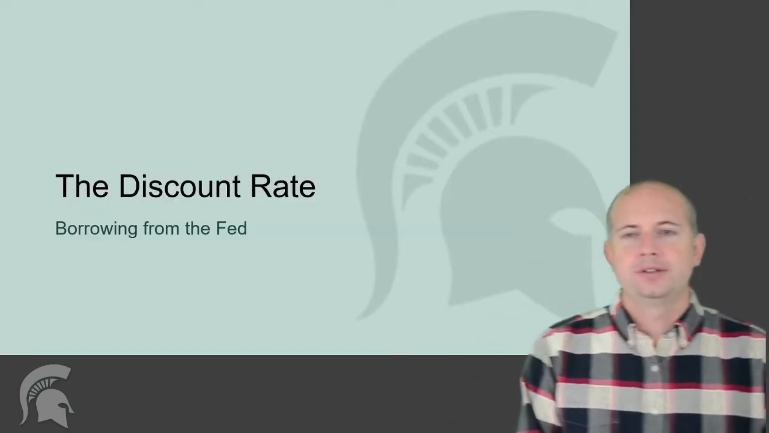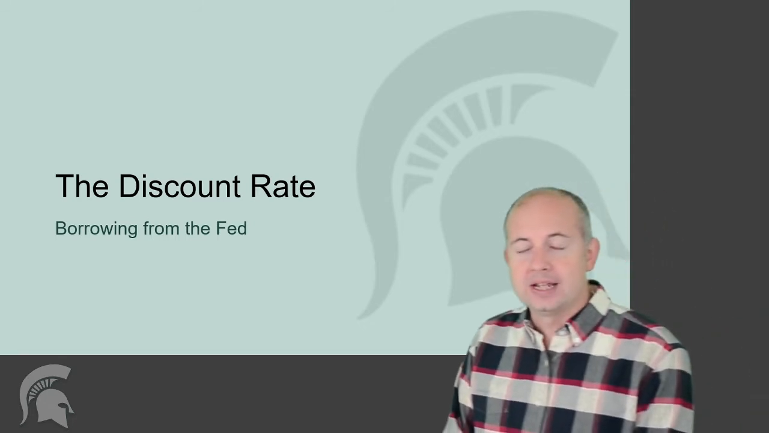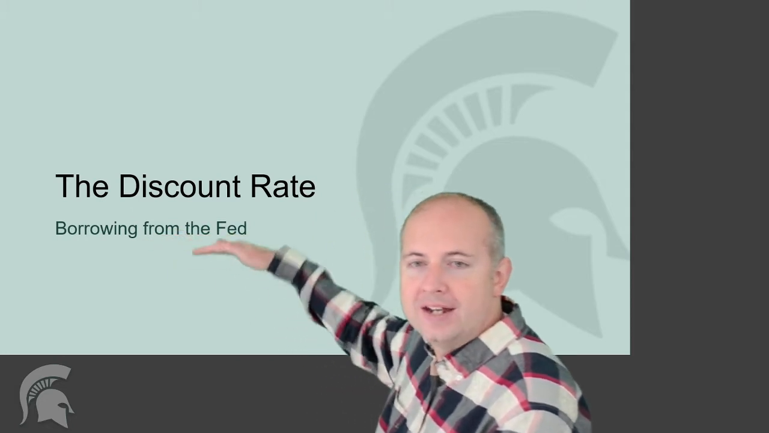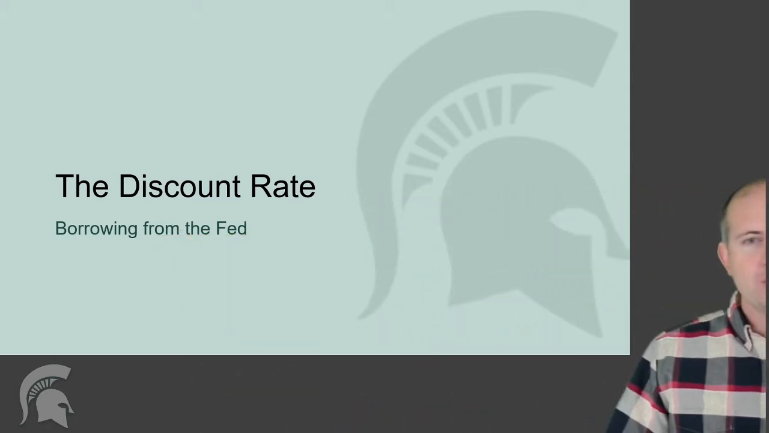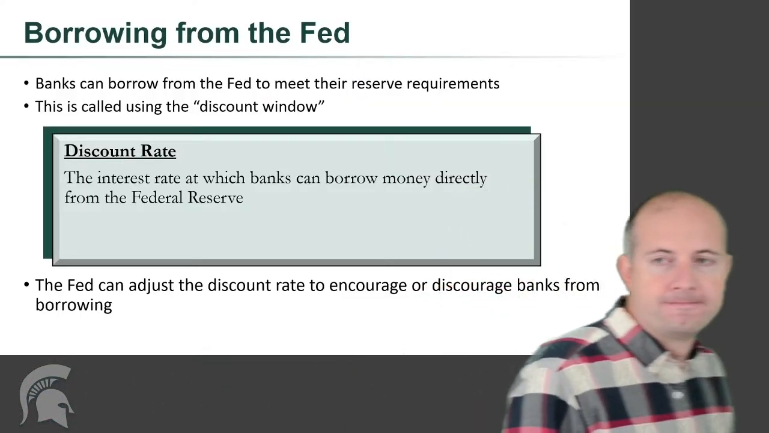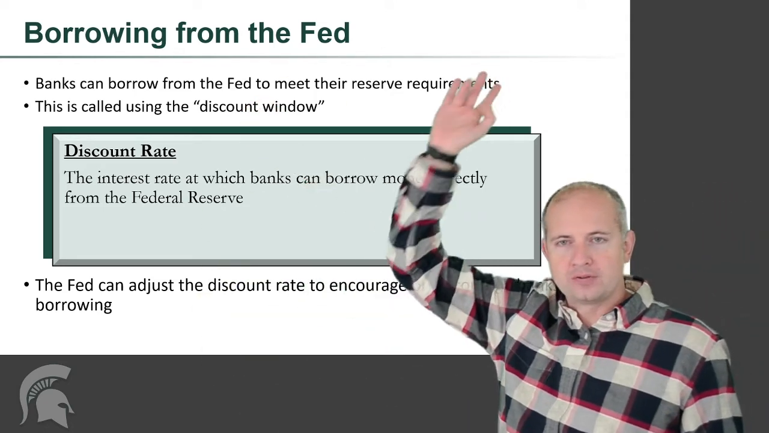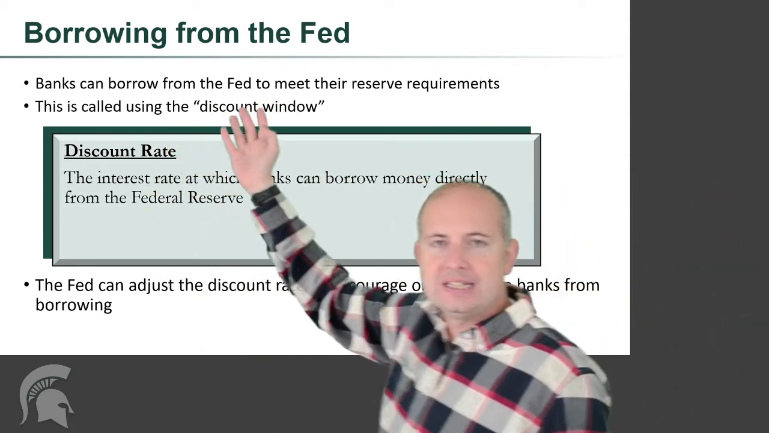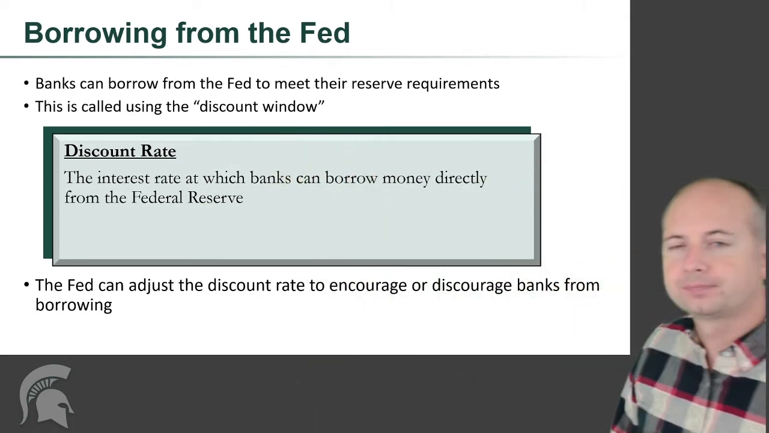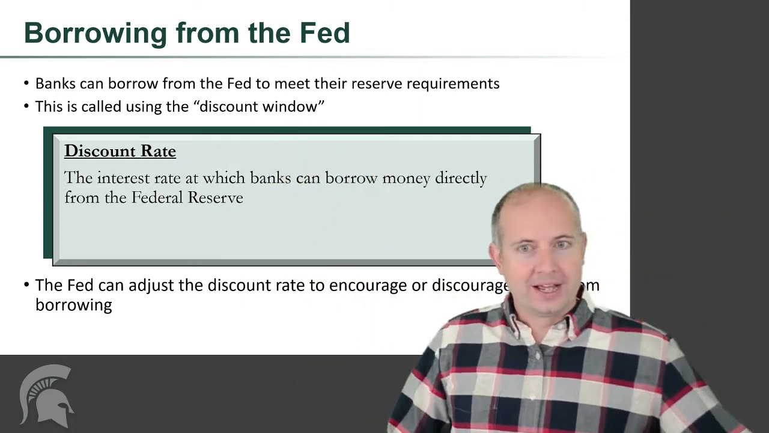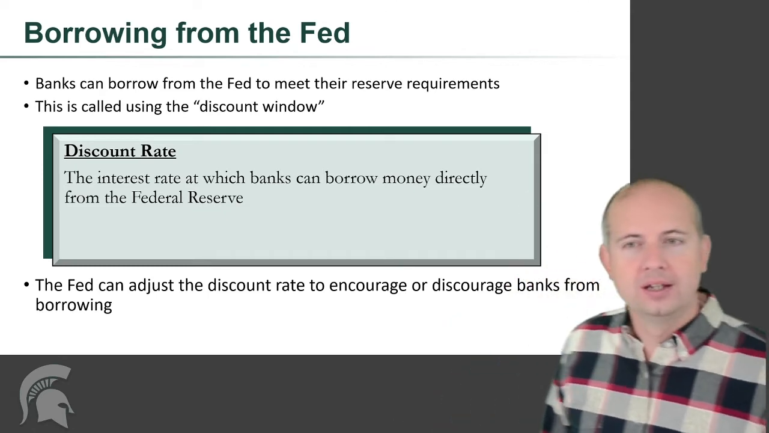Next, we will learn about the discount rate, which applies when we are borrowing from the Fed. So, the federal funds rate is when we are borrowing from other banks. The discount rate is involved when we borrow from the Fed. The bank can borrow from the Fed to meet their reserve requirements. This is called using the discount window. So you go up to the window and ask for a discount when you're borrowing.